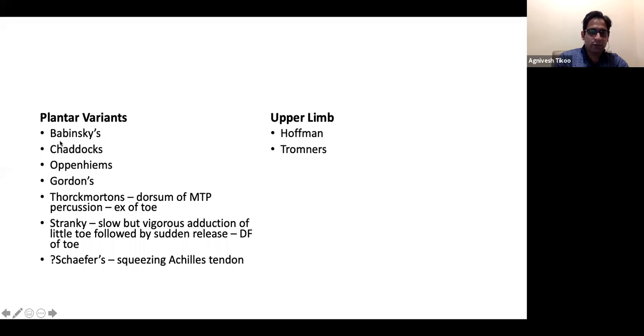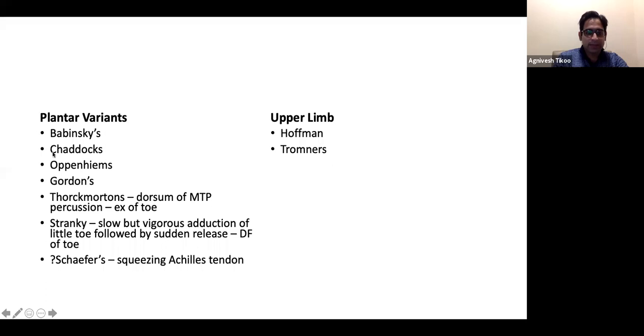Chaddock's sign is that if you stroke the foot below the lateral malleolus, from the heel towards the toe side, the patient gives a similar response to the plantar reflex. So this is called Chaddock's. Oppenheim's means that you heavily press upon the shin from the knee towards the ankle. That is called Oppenheim's, and Gordon's is pinching the tendocalcaneus.